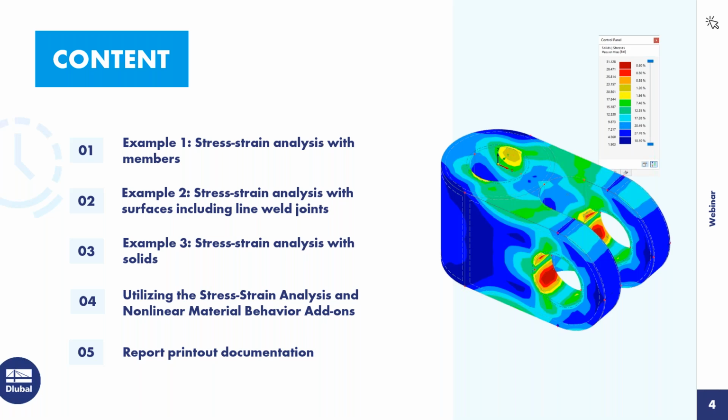As far as the content over the next hour, we will begin with our first example, which will be a stress-strain analysis with member elements, or 1D elements, within our program RFEM. We'll then move on to the second example, a stress-strain analysis with surfaces, or essentially 2D elements. I'm going to be showing you a new feature in RFEM 6, including line weld joints. Example 3 will be a stress-strain analysis with a solid, which will be our structure over here on the right-hand side, and that is essentially a 3D element.